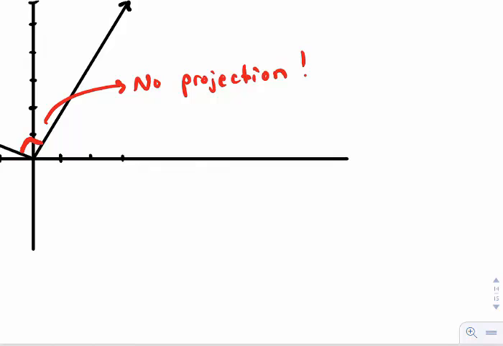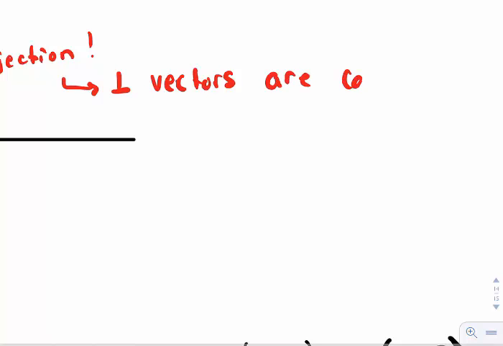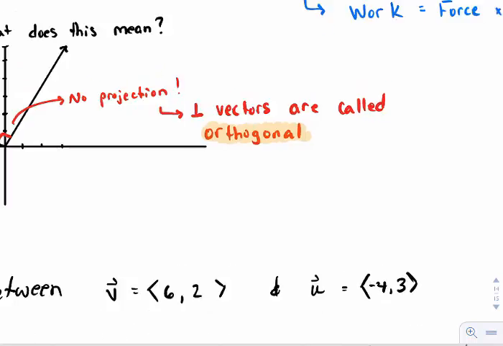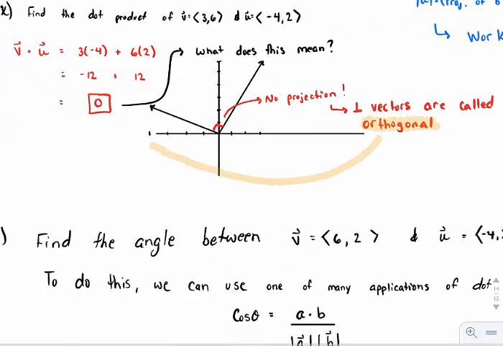This has a name, just so you're aware. If you have perpendicular vectors, and that's what we have, perpendicular vectors are called orthogonal. Orthogonal. So again, perpendicular vectors are called orthogonal. That means that they're perpendicular and they don't have a projection. They can't project onto one another, which, as I said, brings it back here: that means you have a dot product equal to 0.